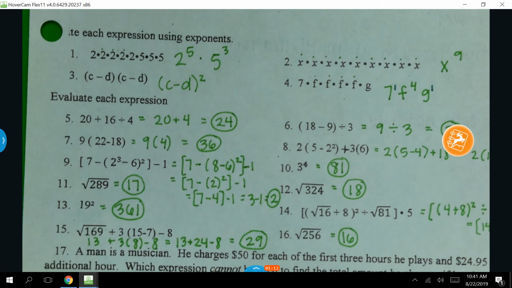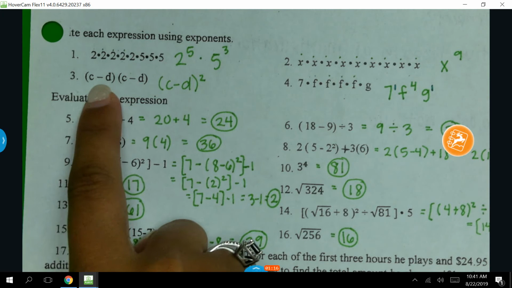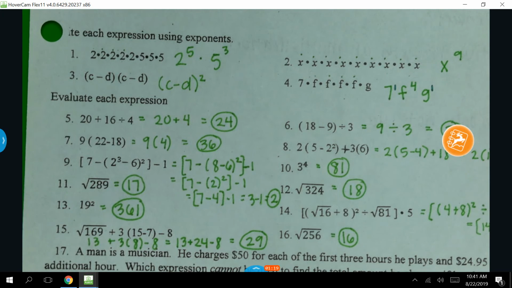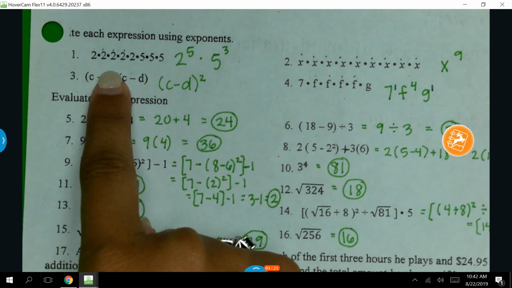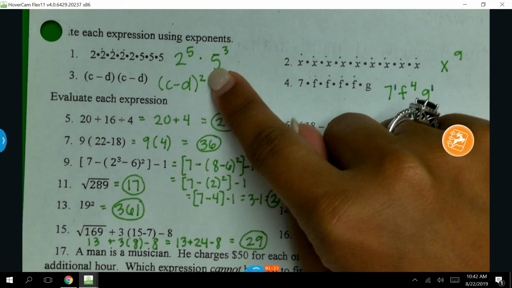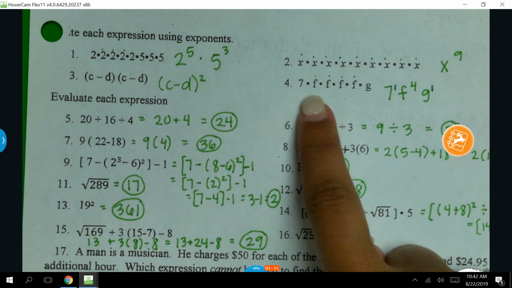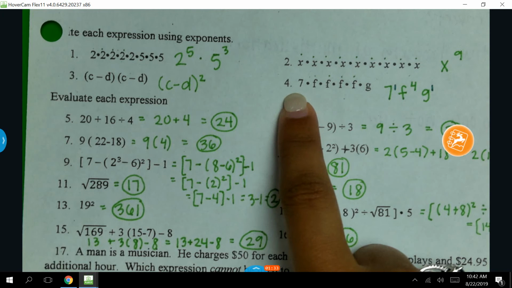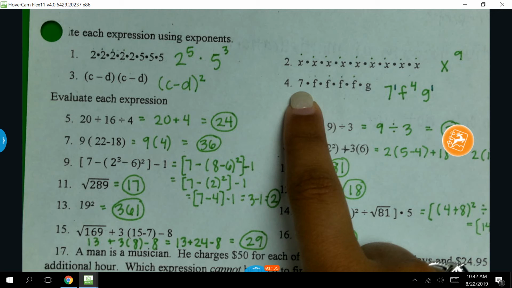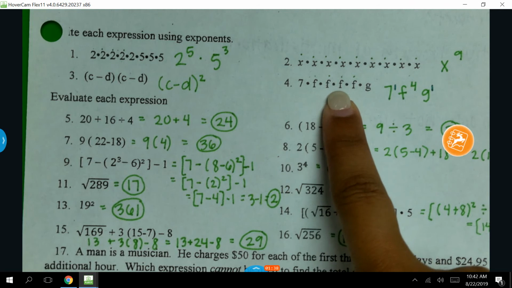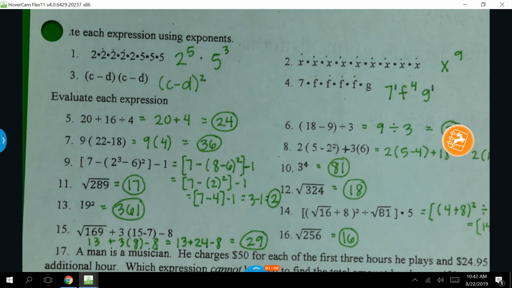So how many of those numbers do I have? How many C minus D's do I have? 2. So your base is C minus D, and then it's raised to the second exponent. Okay. Does that make sense for everybody? Okay. Number 4, you have 1 7, so that's 7 to the 1st power times f to the 4th power times g to the 1st power.